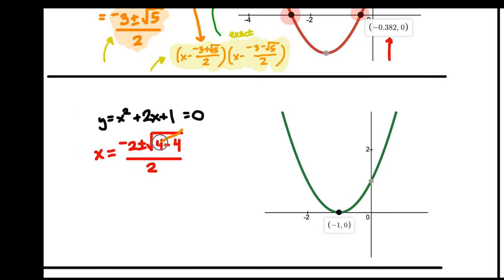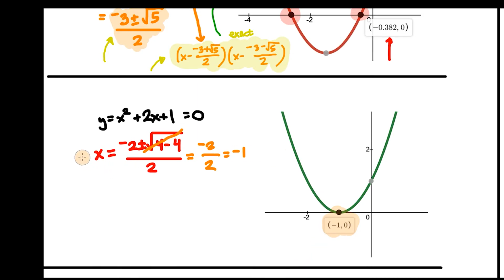If you notice, this right here becomes 0. So this plus or minus is basically pointless because negative 2 plus 0 is the same thing as negative 2 minus 0. So essentially we have negative 2 plus or minus 0 over 2, which is just equal to negative 1. And if you notice right here, that is the only solution that we have based on the graph.